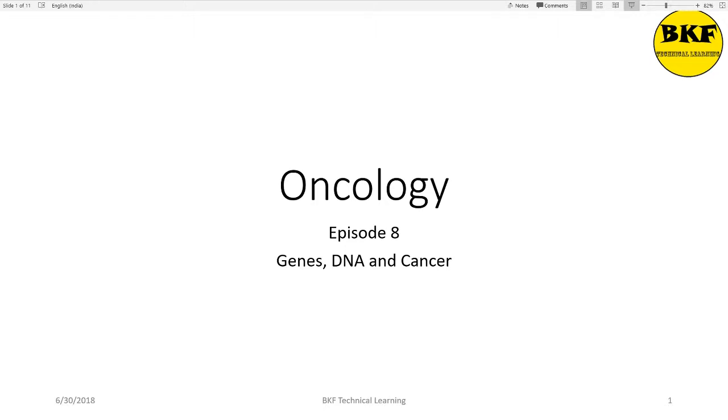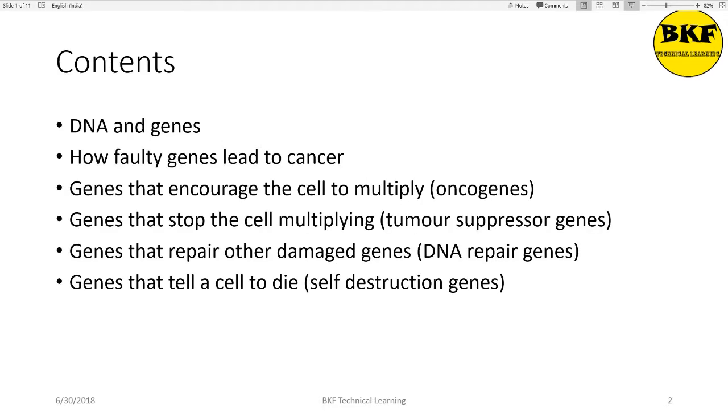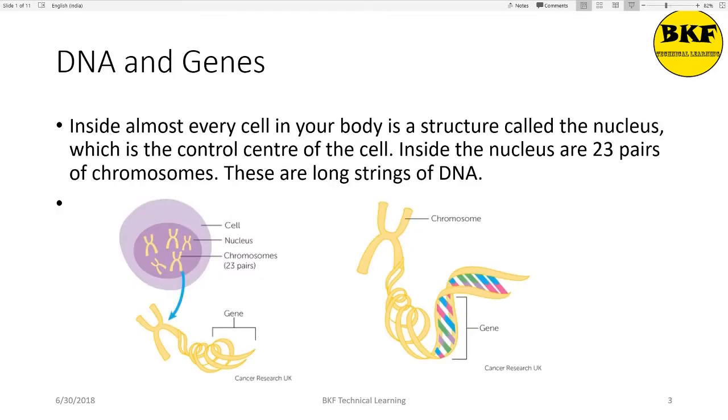This is episode 8, Genes, DNA and Cancer. These are the contents which we are going to cover today. DNA and genes, how faulty genes lead to cancer, genes that encourage the cell to multiply, genes that stop the cell multiplying, genes that repair other damaged genes, and genes that tell a cell to die. So let's start. DNA and genes.